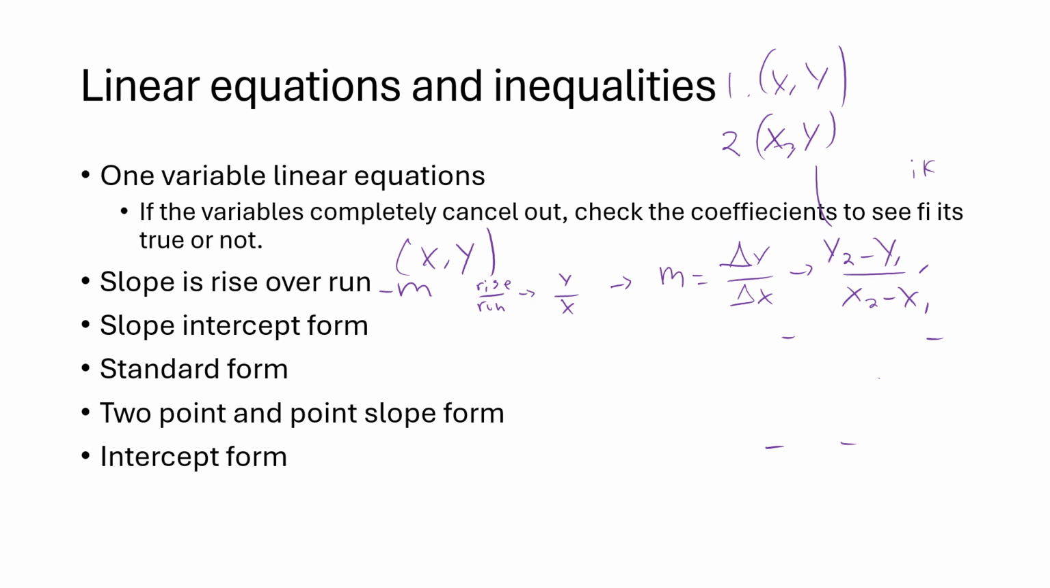If the line is a horizontal line, the slope is 0. If the line is a vertical line, the slope is undefined. These can be positive or negative. If the slope goes like this, it is positive. If the slope goes down, left to right, it's a negative slope.